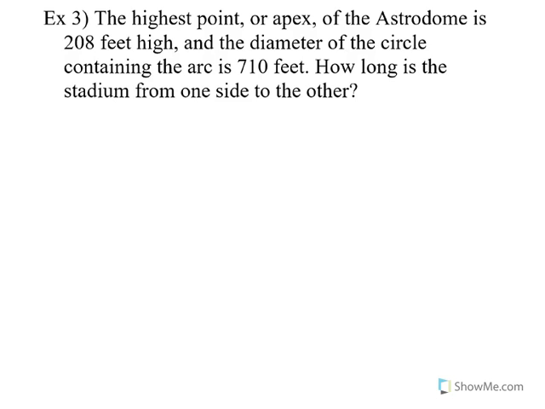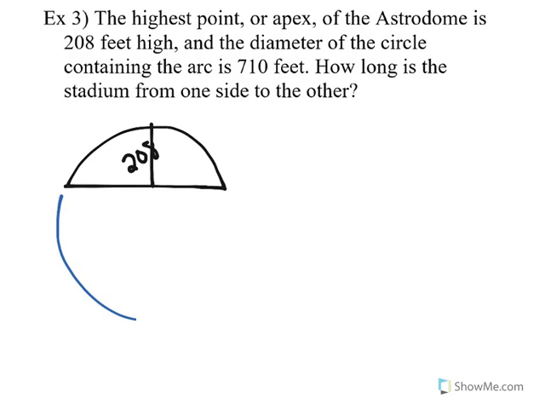So the highest point of the Astrodome is 208 feet high. If we were to draw an Astrodome in this case, it's not going to be a circle just sitting on the Earth, right? You're only going to show the portion that I just drew. It's not a semicircle, but a little part of the circle. So the highest point is 208 feet tall. If you measure from the ground to the top of the Astrodome, it's 208 feet. We know, though, that this came from a circle. So what they're saying is the circle containing that arc, let me redraw that so it's a little better.